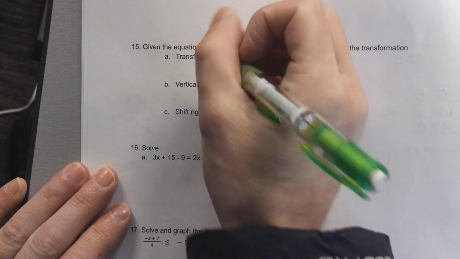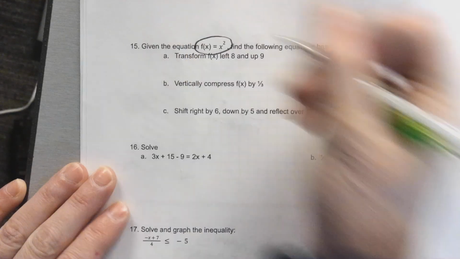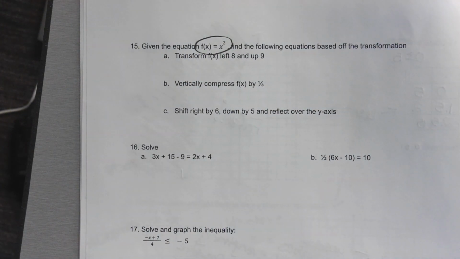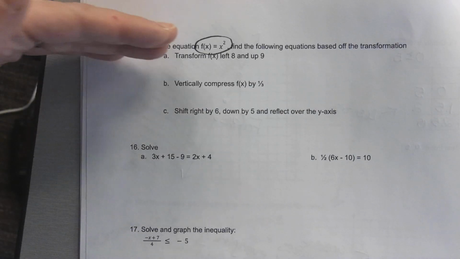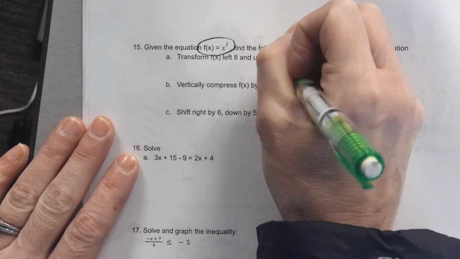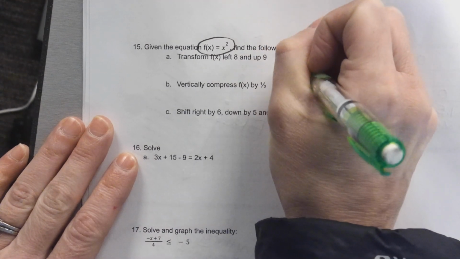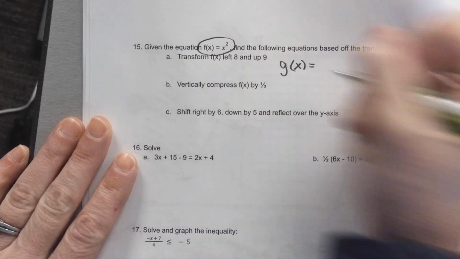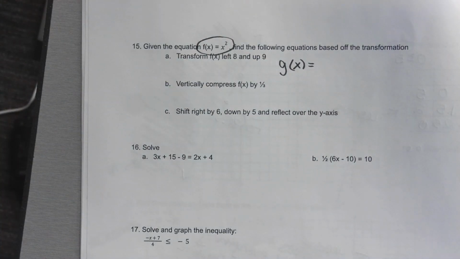Okay, given that we have f of x equals x squared. All right, so that's where we're starting. We want to do some transformations. So these are all separate from each other, so we're going to start fresh every time. So part A wants me to go left and up. Okay, so I'm going to give it a new name. So it was called f of x. I'm going to call it g of x this time because we're doing something to it, so it's a new equation, so I'm going to give it a new name.